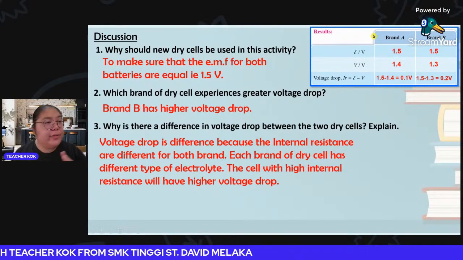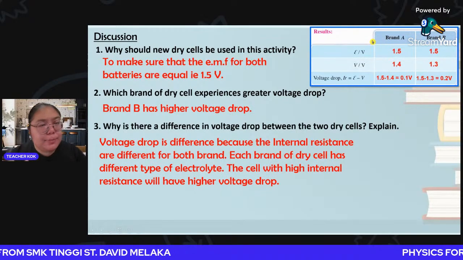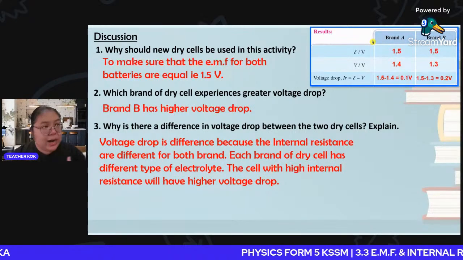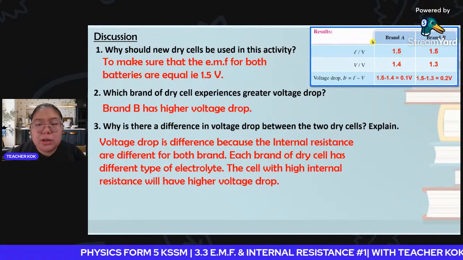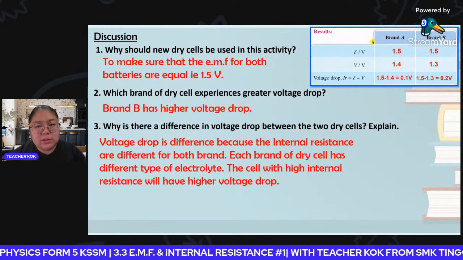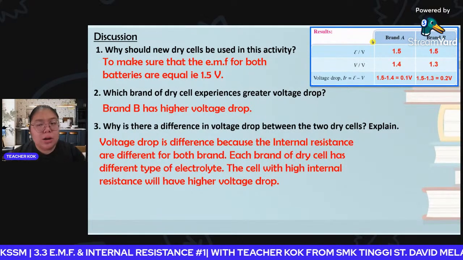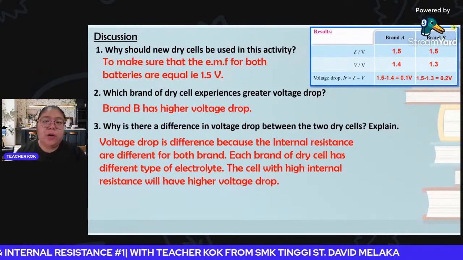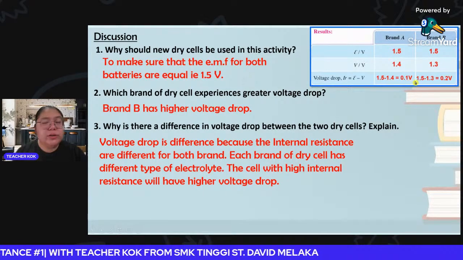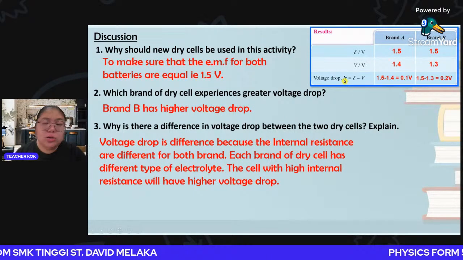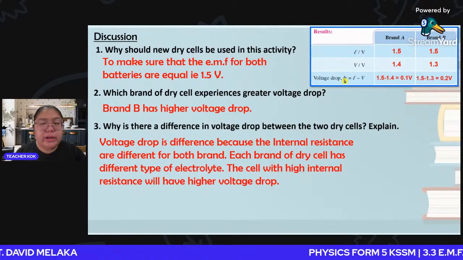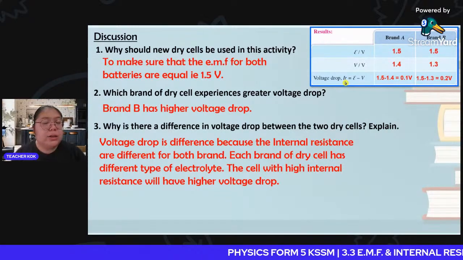Although the EMF is the same, inside the battery the internal resistance is different. Before this topic, we ignored it. We never counted internal resistance. But in this topic, we need to count internal resistance. So from here, you can see the differences in the voltage drop. What's important is the small r, not the current. The current is already constant. What's important is the small r.